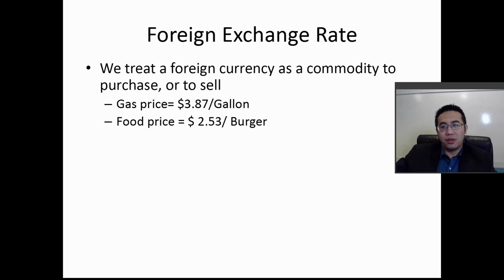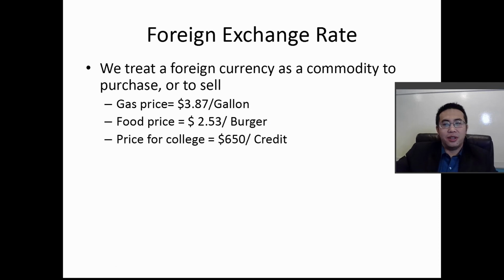And the food price, you have a dollar figure per unit of food. It could be a hamburger, it could be one slice of pizza, and you have a price for college. It may be the dollar cost for a whole diploma you work on for 4 years, or it can be measured as $650 per credit at St. Xavier.